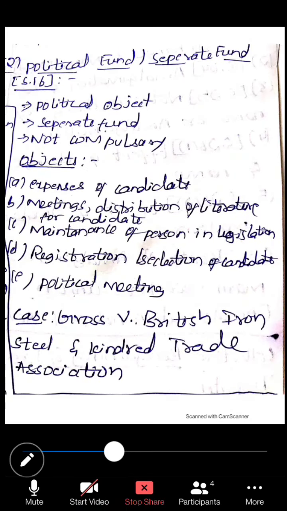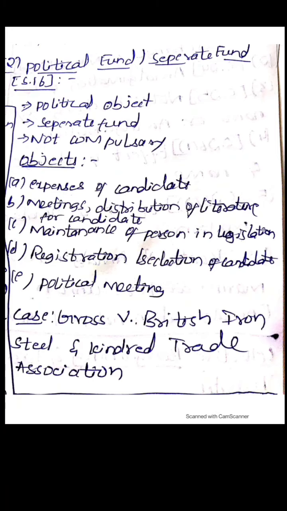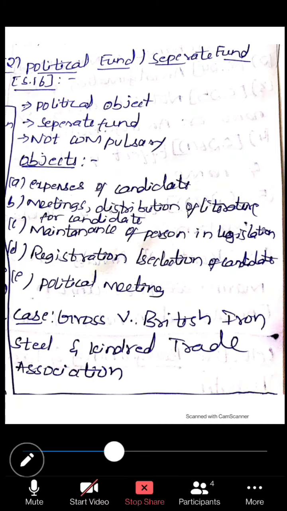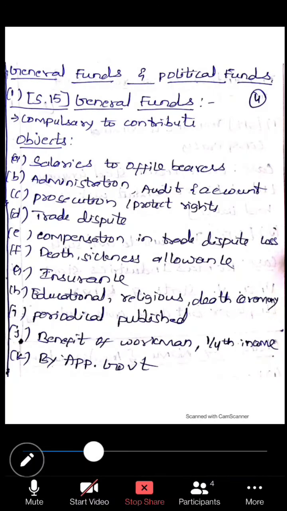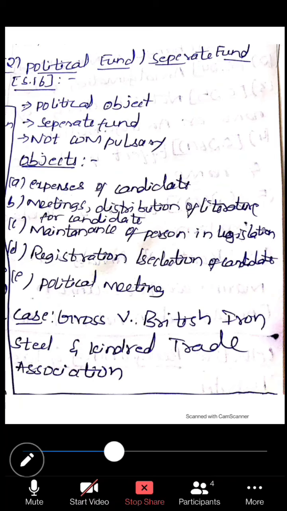Political fund. So how is it separate from general fund? In political fund, the contribution is not mandatory. In general funds, it was compulsory to contribute for every member, but in political fund, it is not compulsory.